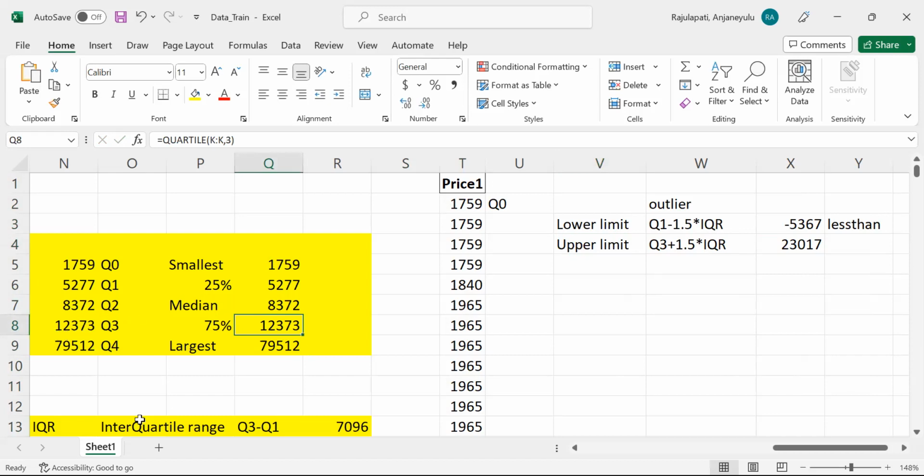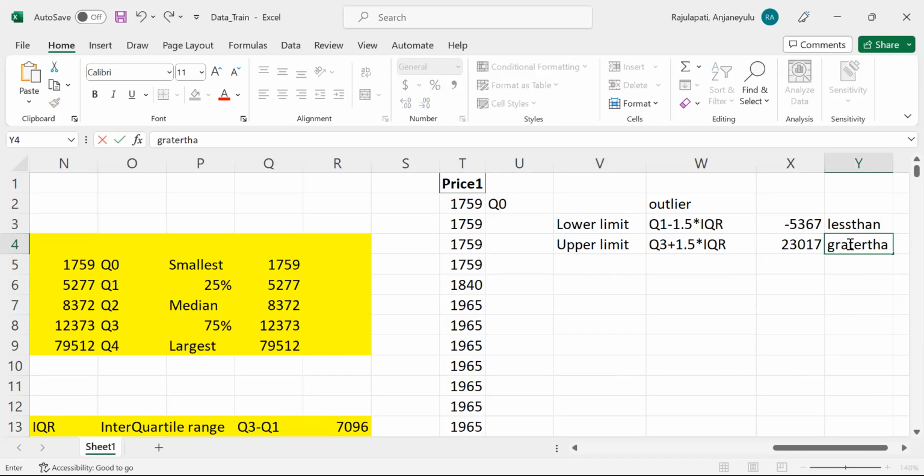13,373 or not? Okay, plus 1.5 into, this is the standard formula. This is 10,370, yes. 7,096 into 1.5 plus 13,373. So the value we are getting is 23,017.